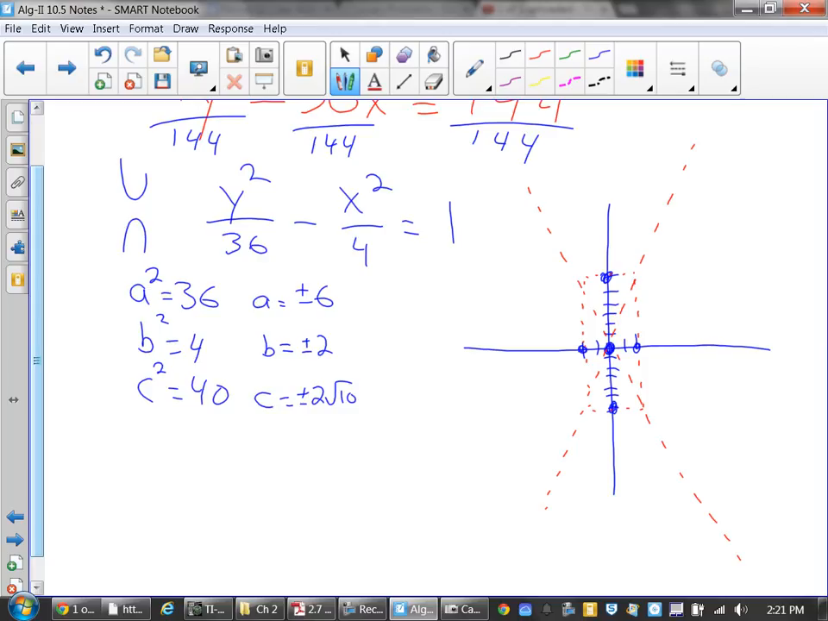Hey, let me ask you this question. Is the square root of 40 greater than the square root of 36 or less than the square root of 36? Greater. So it's going to be more than 6, by a tad. About 6.3. A smidge. And then again, we know that it's got to be opening up and down.